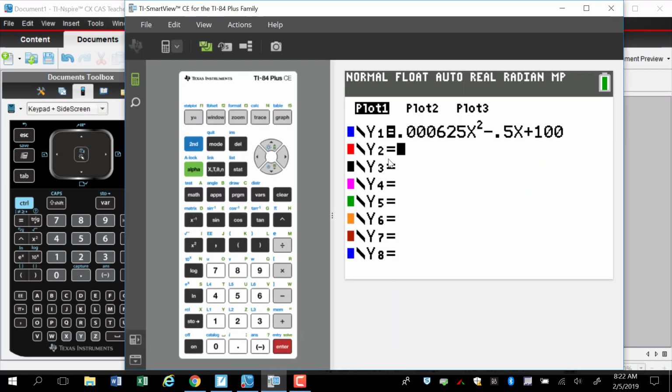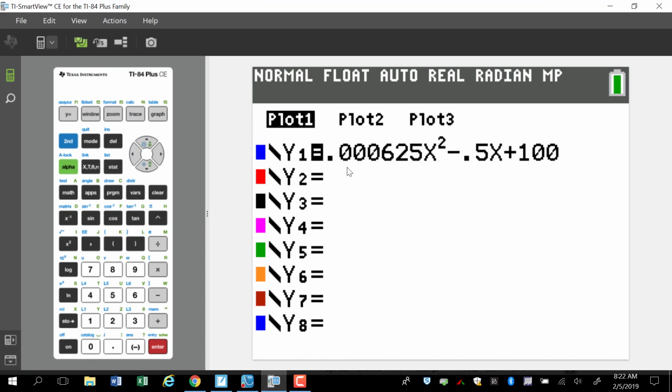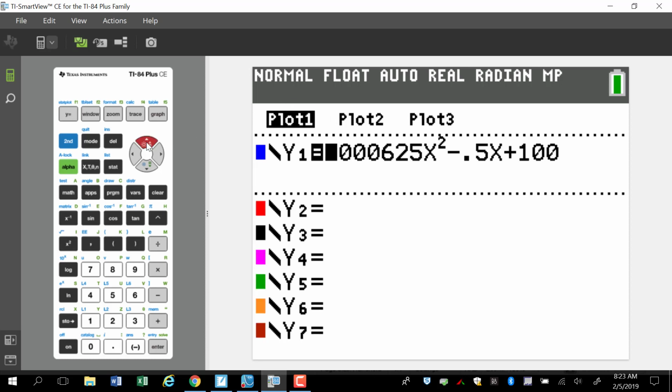Now, if you're using an 84 Plus, here's your 84 Plus screen. Very similar. We're just going to plug in the function in our Y= screen. So just hit Y= and plug in the function. One thing I will point out is up here where it says Plot 1. If you have your plots turned on, go up and turn them off.